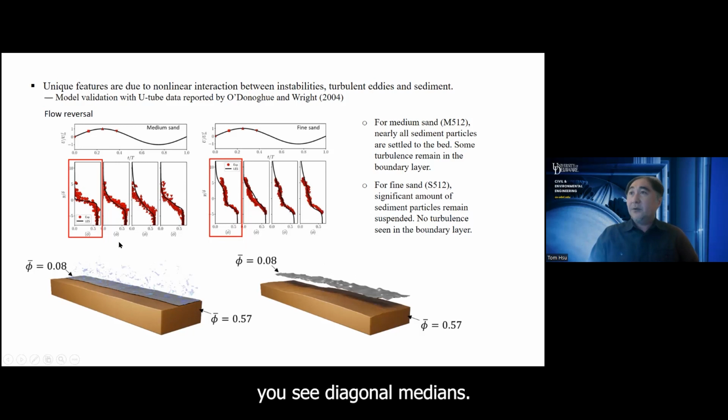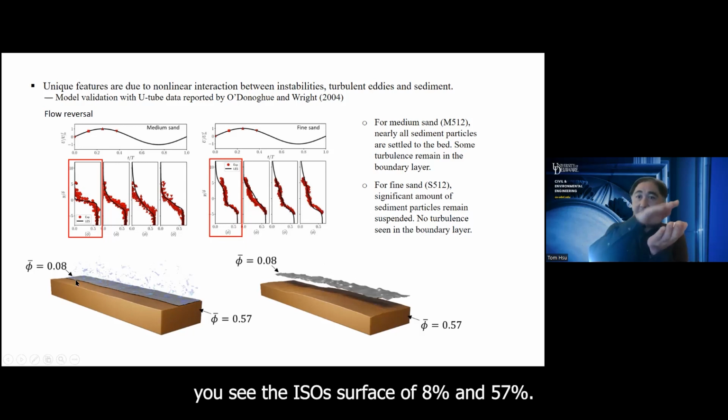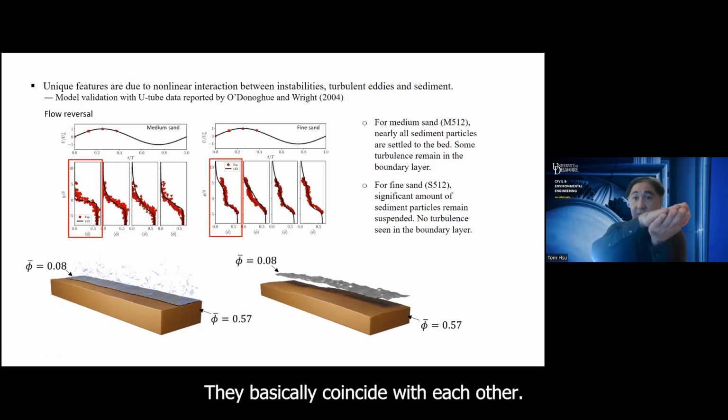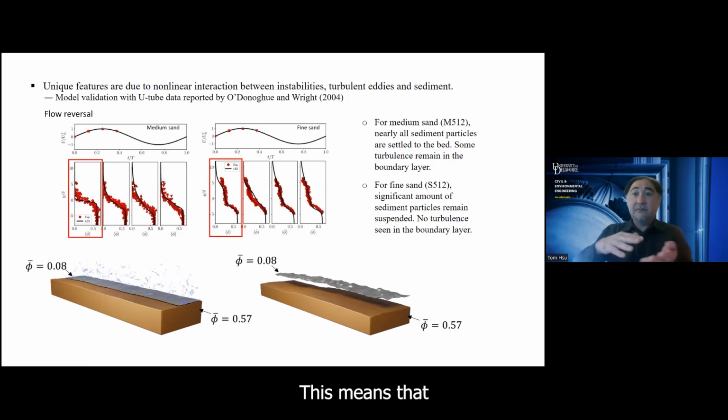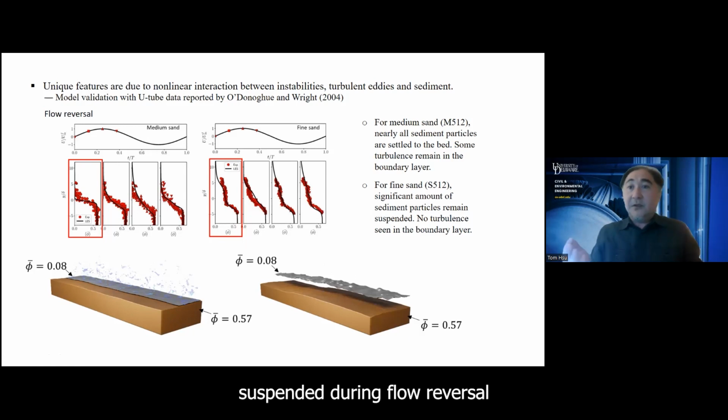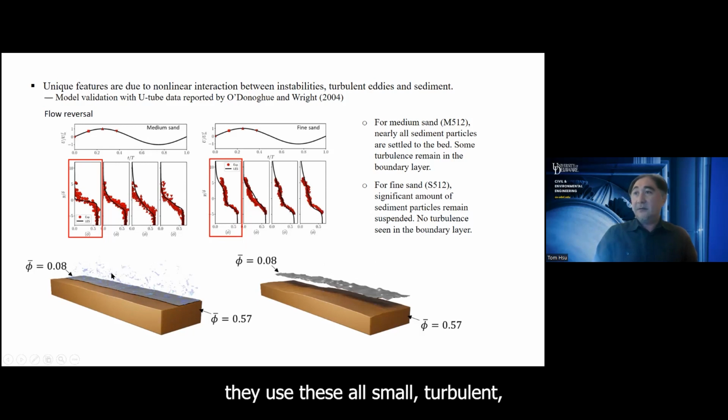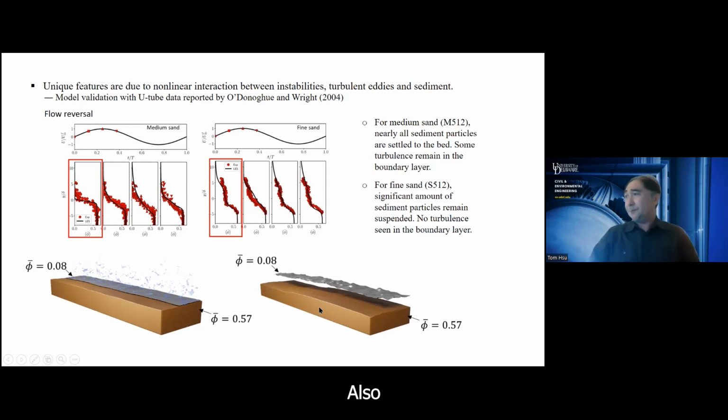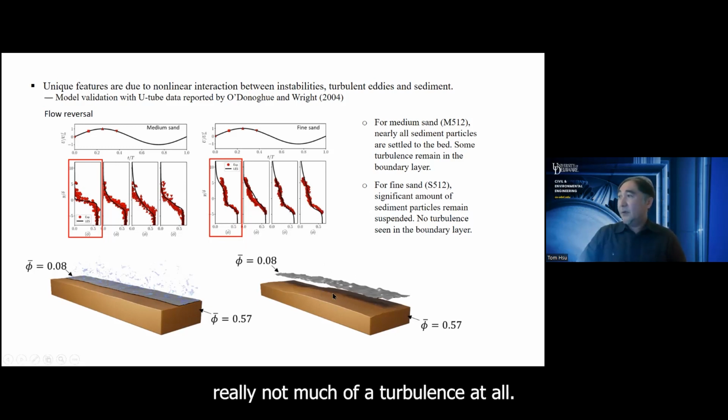For example, for median sand at the flow reversal, you see the isosurfaces of 8% and 57% basically coincide with each other. This means that there's not much sediment suspended during flow reversal. And in fact, above the sediment layer, you see some small turbulent coherent structures remaining in the water column. But for fine sand, this is probably because of their small settling velocity, the sediment remains suspended even during flow reversal, and there's really not much turbulence at all.